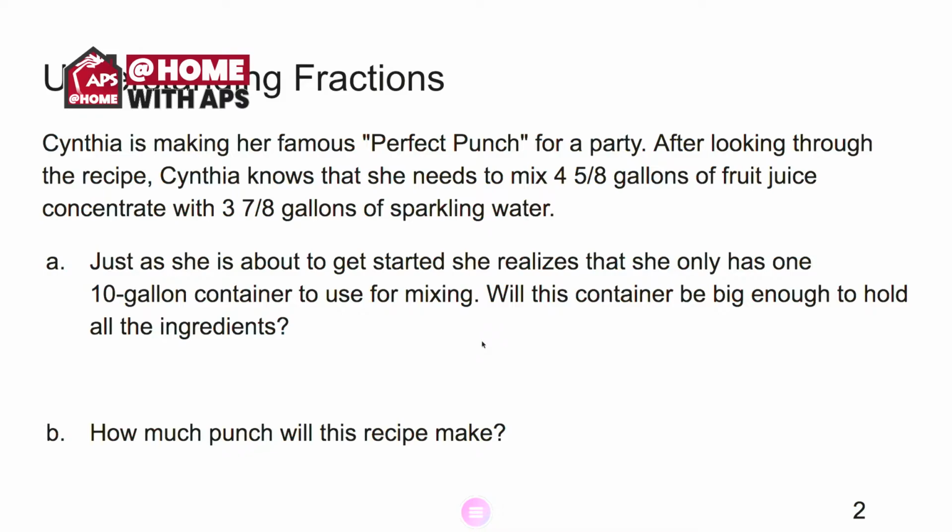All right, here we go. Now we have some more fractions. Cynthia is making her famous perfect punch for a party. She's probably having a birthday party or friends over. After looking through the recipe, Cynthia knows that she needs to mix 4 and 5/8 gallons of fruit juice concentrate with 3 and 7/8 gallons of sparkling water. All right. Any information there for us yet?